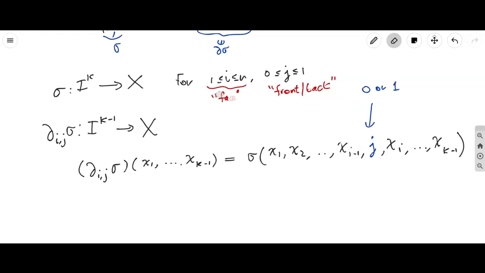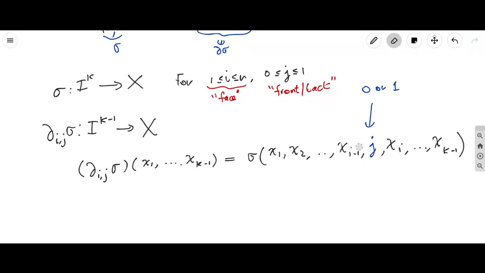Now, if you find this confusing, keep in mind that this is an interval, and the boundary of the interval are 0 or 1. So the idea here is that you're choosing one of the 2 points on the boundary, either 0 or 1, and then you're just evaluating that point on the boundary face. Then you have a function of one fewer variable.